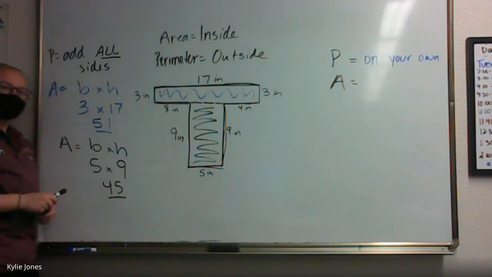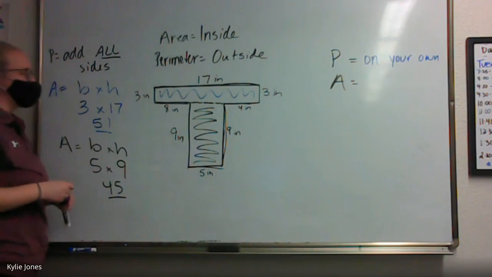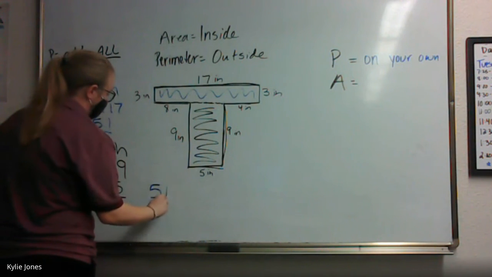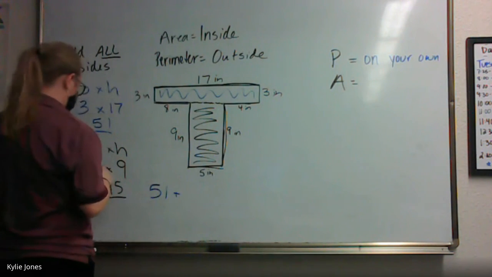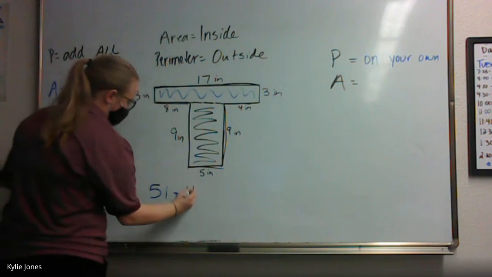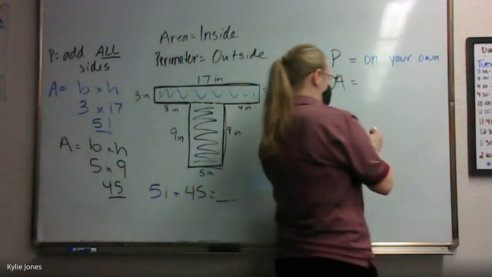Stop getting answers. Okay, now on your own, finish it. What's the last step we need to do here? Now add. 51 plus 45. Add those up and find the total area, please, on your own.